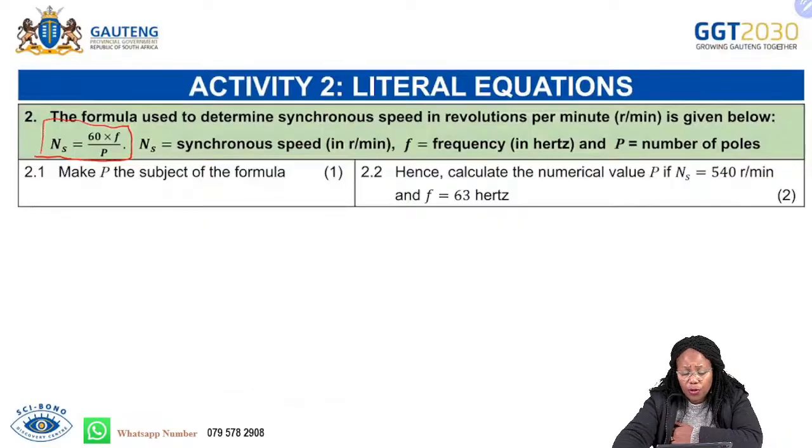And then number 2.2, hence calculate the numerical value of p if you are given that the synchronous speed is 540 revolutions per minute with the frequency of 63 hertz, grade 12. Let's try this one within 3 minutes, grade 12. Your 3 minutes starts now.